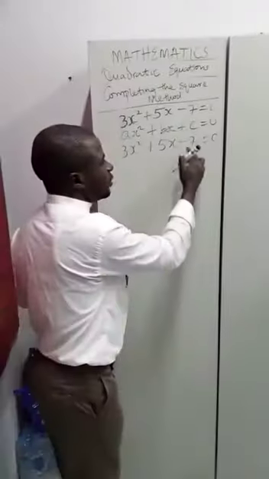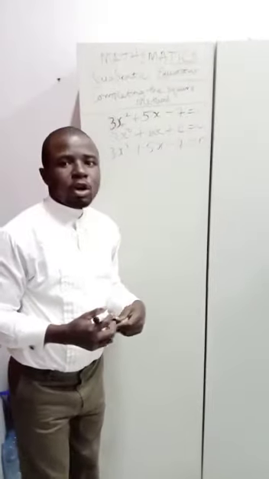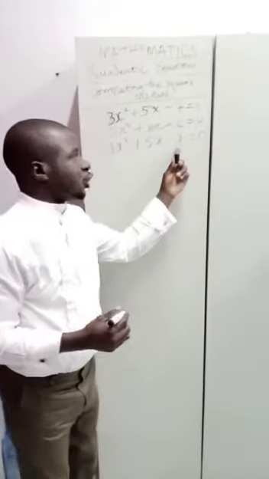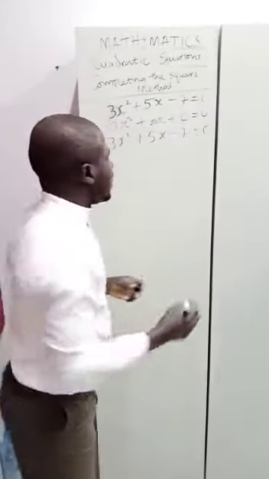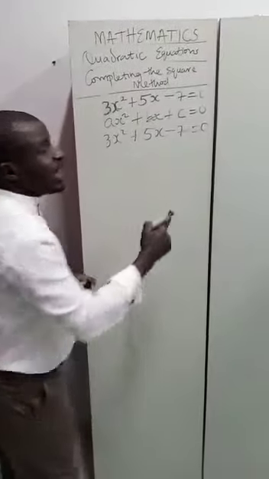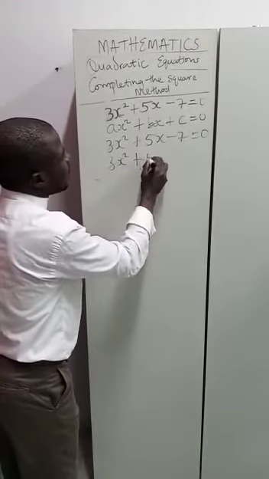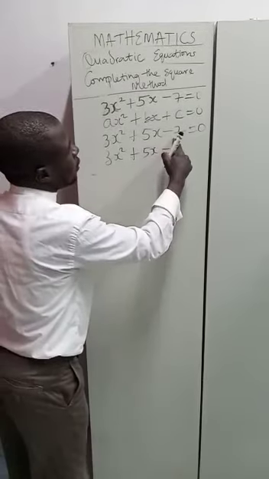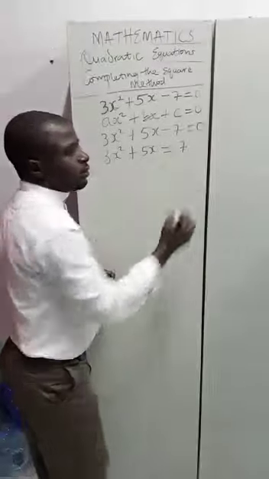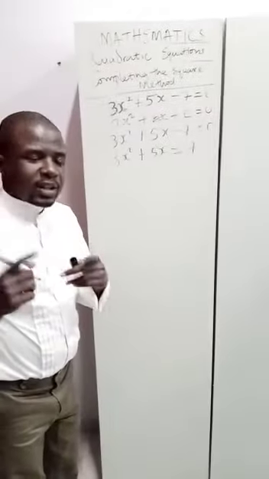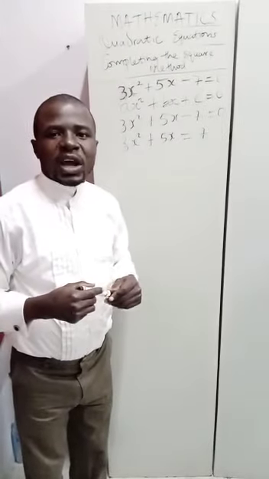And don't forget to be mindful of the sign. If something is subtraction, as it is crossing the bridge, it's going to become addition. And if something is addition, as it is crossing the bridge, it becomes subtraction. Take note of that. So we are transferring c over the bridge. That is step number 1. We have 3x squared plus 5x is equal to, by the time we transfer minus 7 over the bridge, it becomes plus 7. I believe step number 1 is clear. Now, step number 2 is that we look at the value of a.